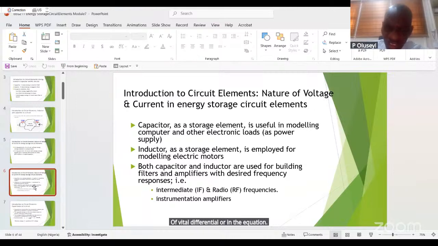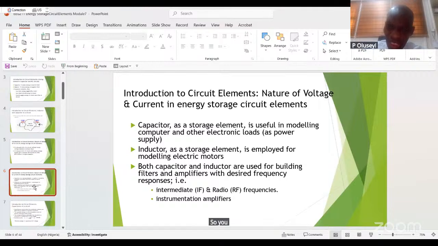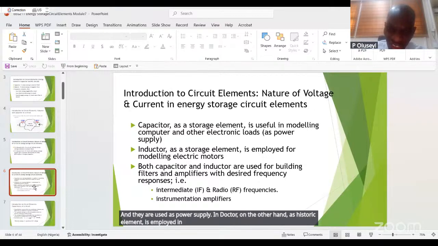A capacitor as a storage element is normally used for modeling computer and other electronic loads. So you find it in many computers and other electronic loads, and they are used as power supply. An inductor, on the other hand, as a storage element, is employed in electric motors. It is employed in electric motors.